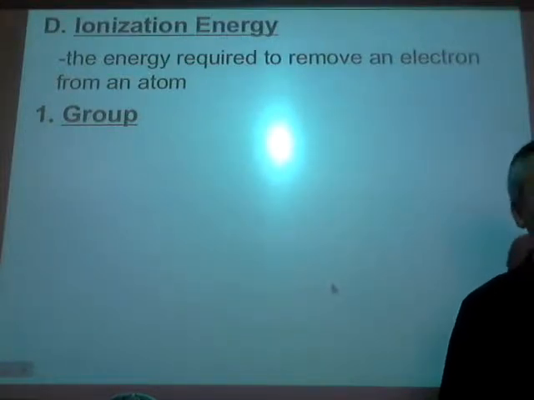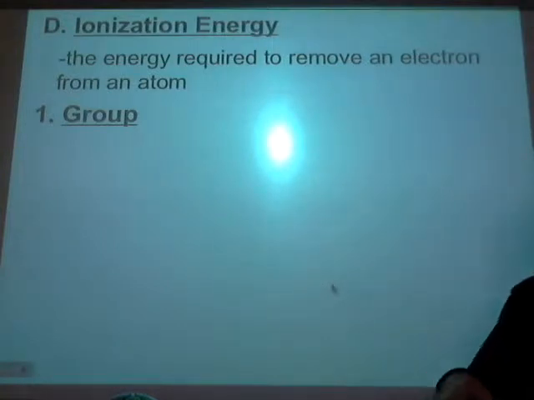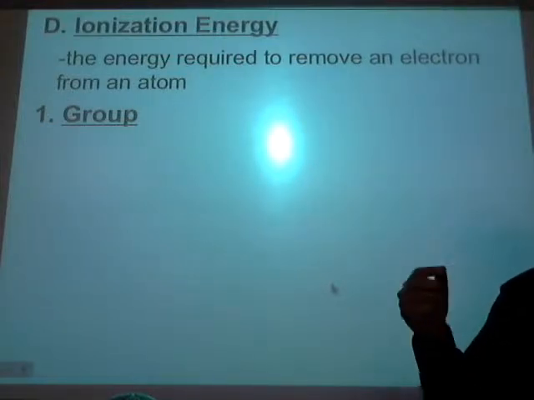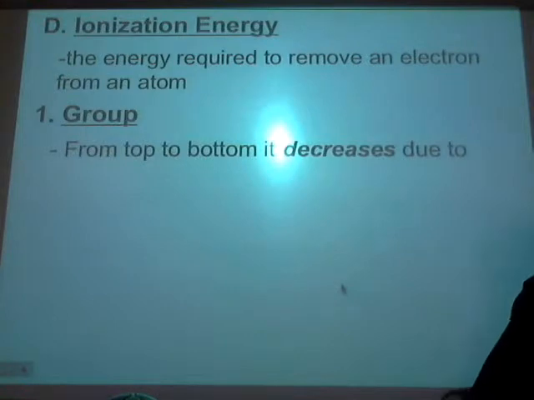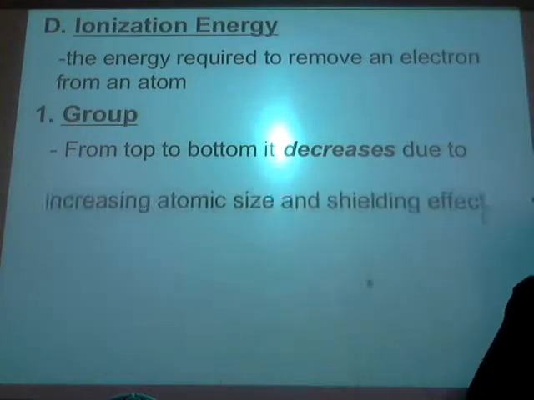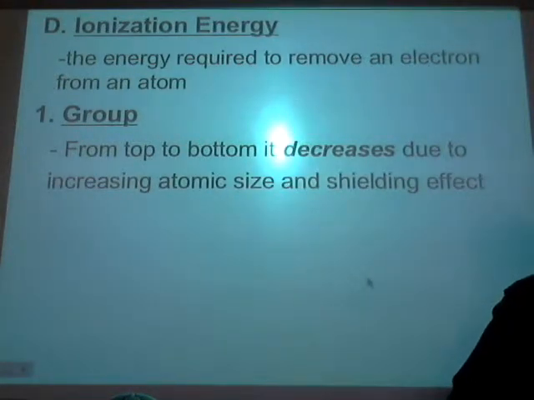Why? What are the two reasons? Shielding. Shielding effect is one. Now, by the way, do be careful. People will do this and not get full credit due to the atomic size. What should you say? Increasing. Due to the increasing atomic size, the fact that the electron's further away. Okay, so there it is. It decreases from top to bottom due to the increasing atomic size and the shielding effect.